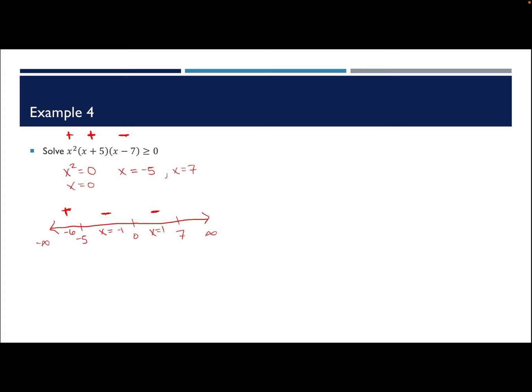And last is from 7 to infinity. If I choose x equals 8, 8 squared is positive, 8 plus 5 is positive, and 8 minus 7 is also positive. So 3 positives multiplied give you a positive value. So where this is greater than or equal to 0 is going to be negative infinity to negative 5, bracket because of the equal bar for the inequality, union 7 to infinity. That's it.